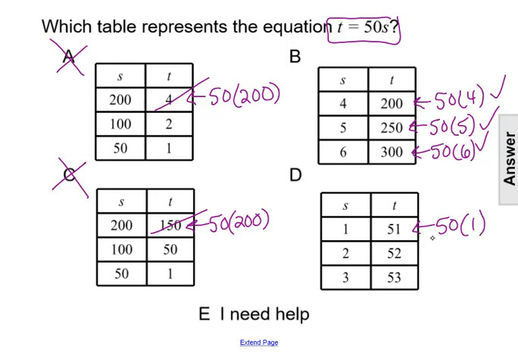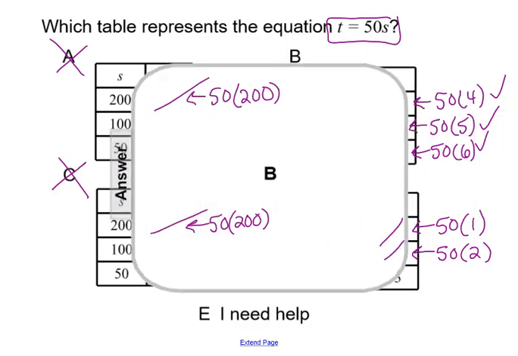I think they added 51, or they added 1 maybe, but they're not multiplying. Same thing here, even for 2, that would be 50 times 2, and that's not 52. So these outputs are not matching the input of 1 and 2 with a rule of 50 times s. The only table that matches that input and output with that rule is the table for choice B, making our answer choice B.